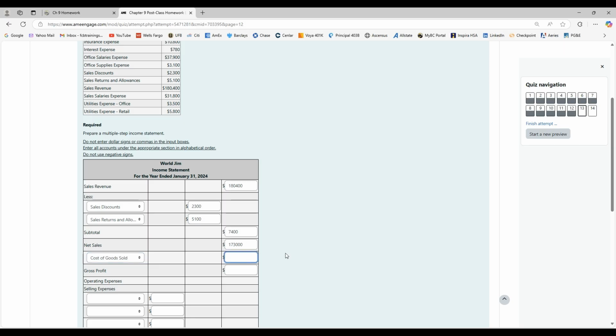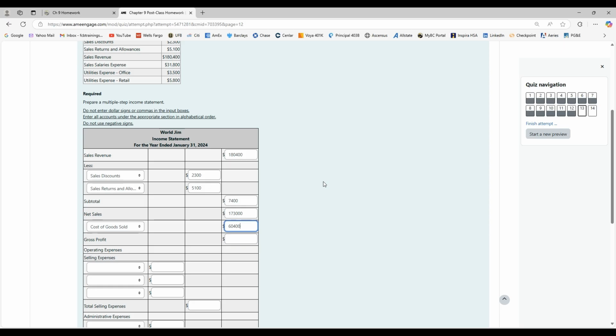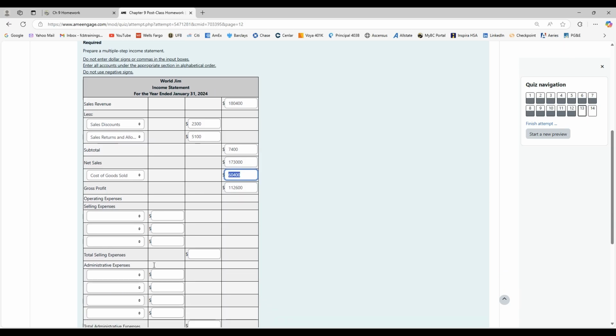Oh, cost of goods sold. We haven't done that yet. Sorry. Yeah, so we have to factor in our cost of goods sold. And our net sales minus cost of goods sold is how we get our gross profit. So we earned 112,600 after factoring in the cost of the stuff that we had to buy.